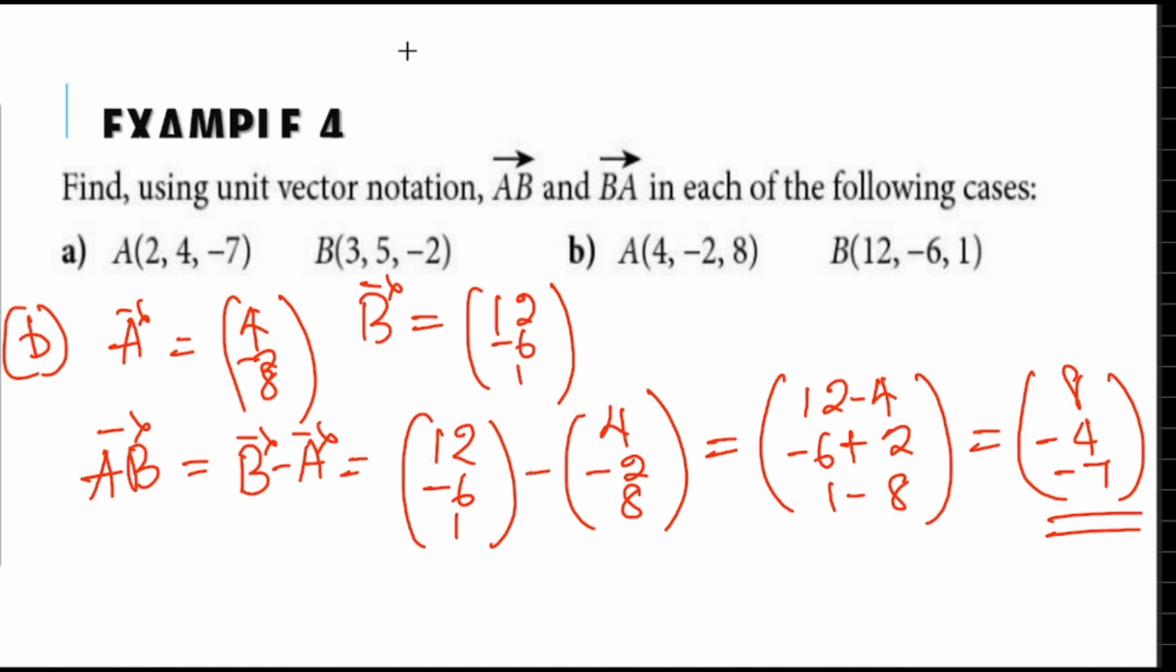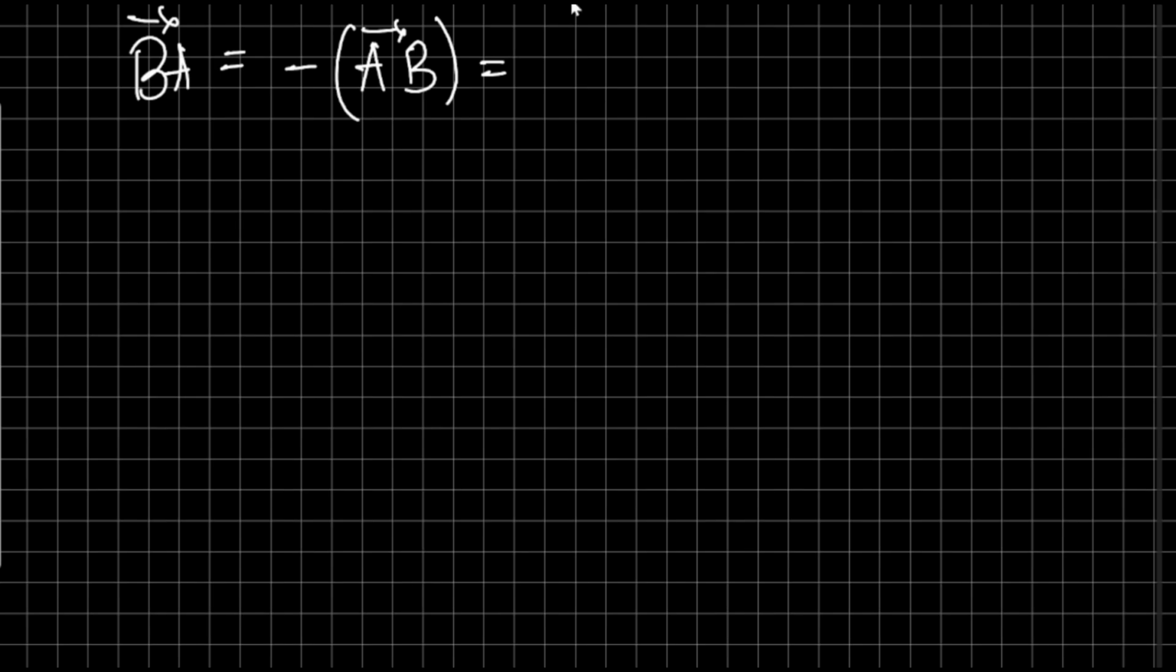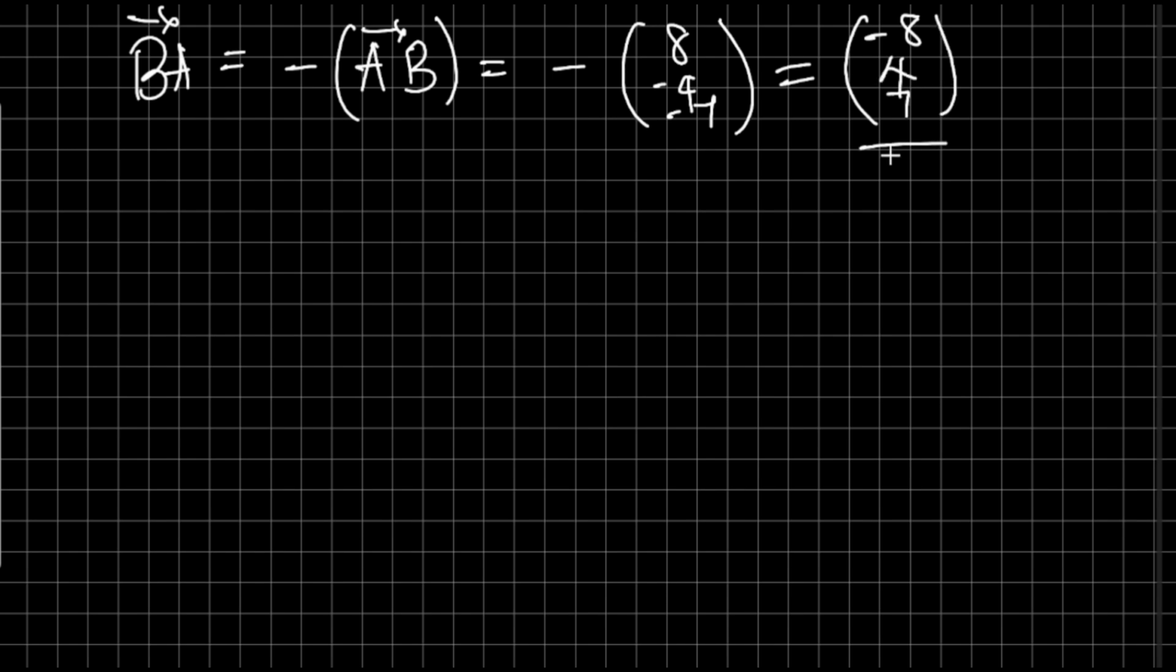So now let's take BA. BA is equal to minus AB, okay, and that will be equal to minus of our answer, minus 8, minus 4, minus 7, which is equal to minus 8, minus 4, 7, okay, and that's the answer.